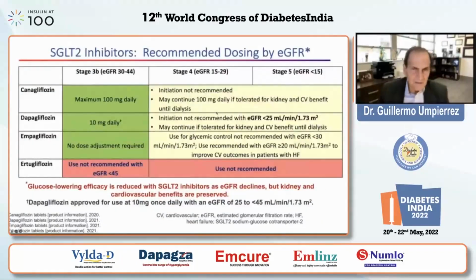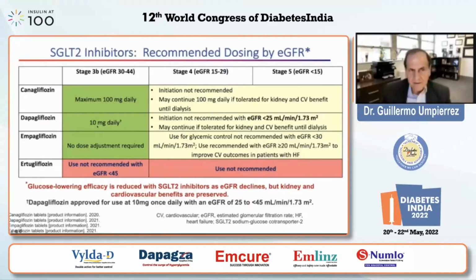So some important recommendations regarding dosing in patients according to the GFR. Canagliflozin used in stage 3B, so this is GFR 30 to 45, you should use no more than 100 milligrams. Stage 4, so 15 to 29, do not start Cana, but you may continue 100 milligrams. They don't have much effect on glucose, but they still have the cardio and renal protection effects.